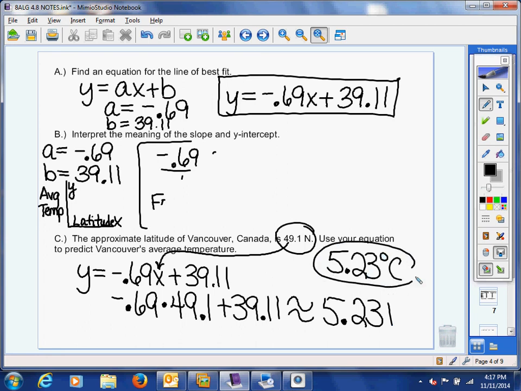We'll just leave it as hundredths, okay? So there's our degrees right there, and that's the approximate average temperature. We're estimating, we're doing the line of best fit. It's not exact, so we're in the ballpark. It's going to be around that based on the trend, okay?